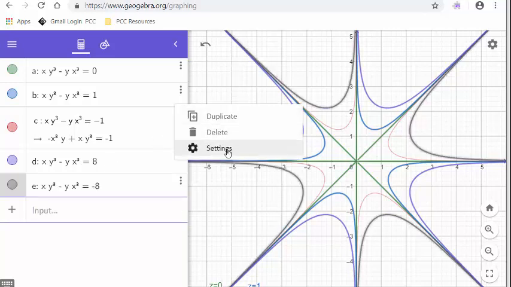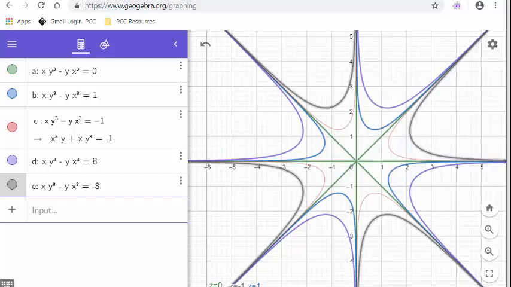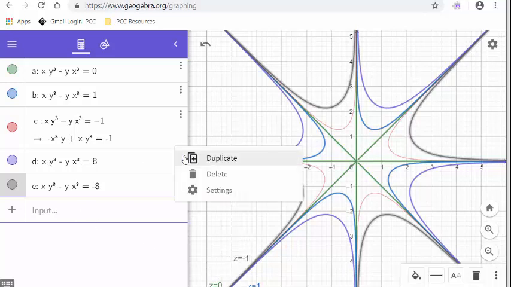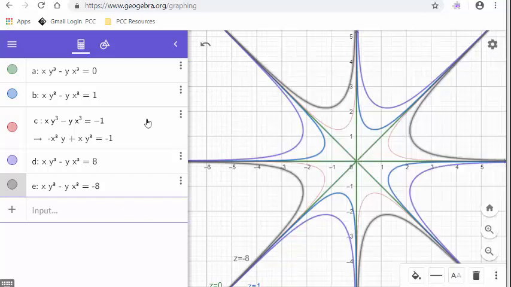Let's do some captions for these. This one, z equals -1. This one, z equals -8. Oh, I think I grabbed the wrong one here.